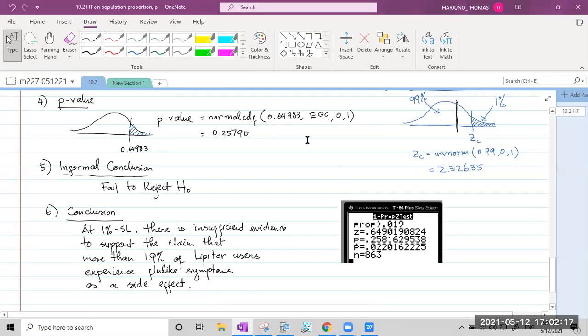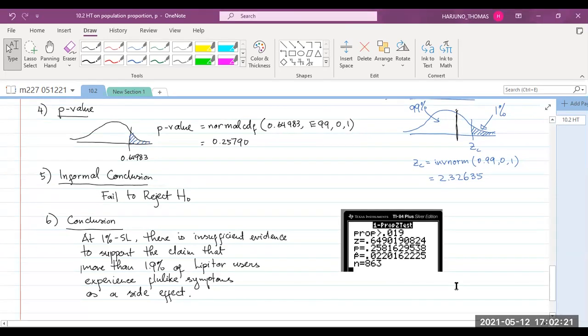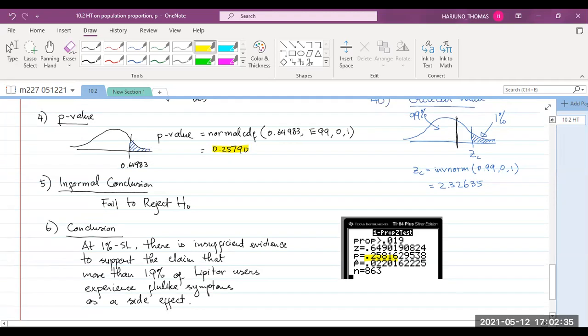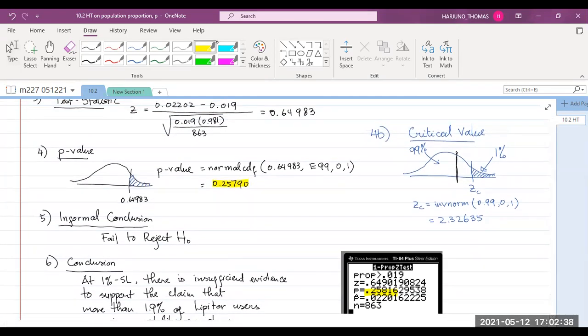Now, again, this is only to confirm what we have. The p-value is this. A bit off, huh? How about our z-score? Our z-score is this. A bit off. I wonder why it's always a bit off. Did I type anything wrong or what?